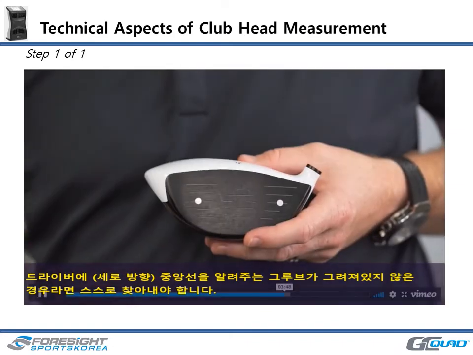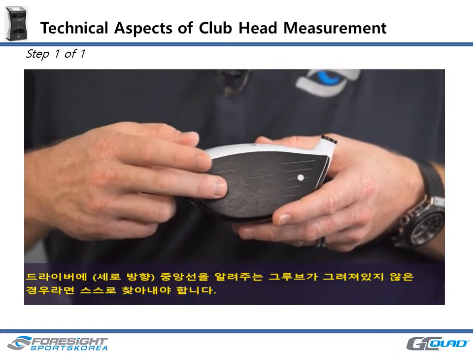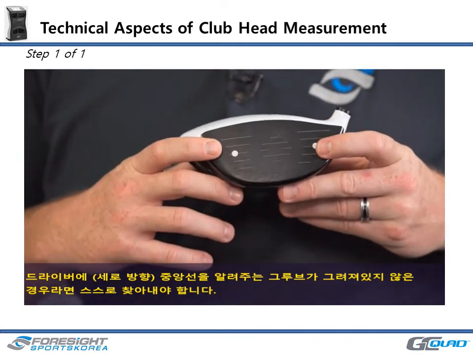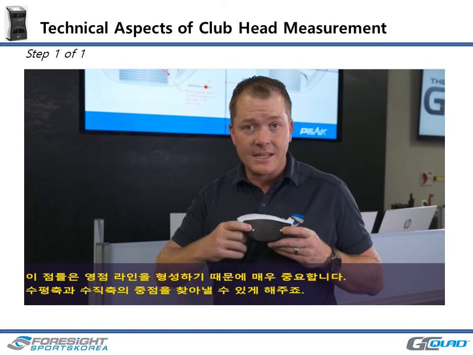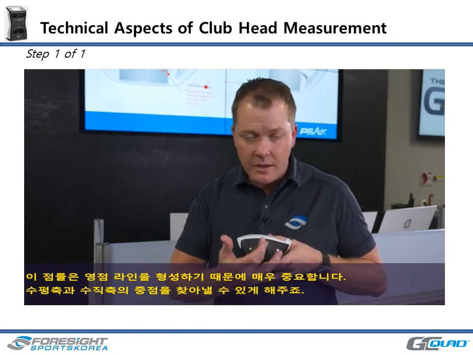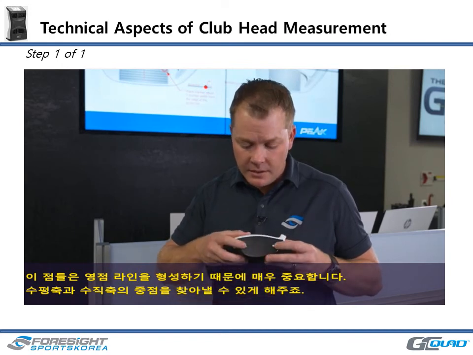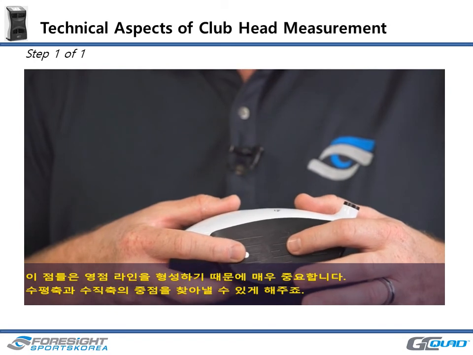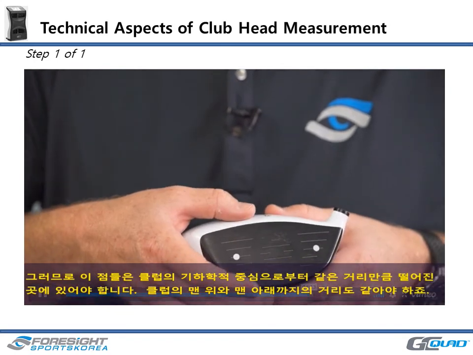Now, if you happen to be using a driver that doesn't have grooves that mark out this vertical center, you're going to have to find it yourself, but these are going to be important because they set the zero line. They set the zero line for the vertical center and the horizontal center. So we do want to make sure they have equal spacing from either side of the geometric center of the club face, also from the top and bottom of the club face.